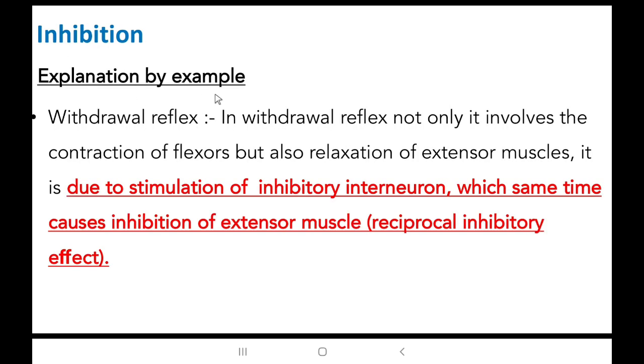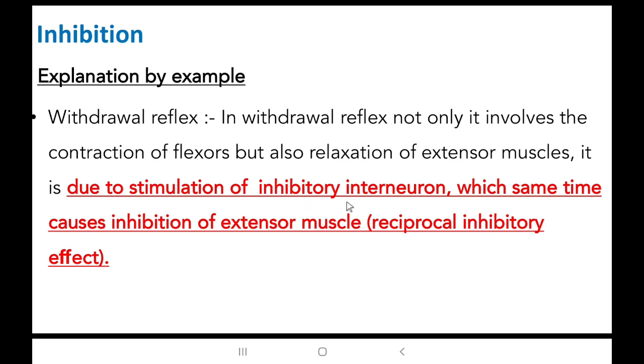Inhibition. Now explanation by example. Withdrawal reflex. In withdrawal reflex, one example is touching any hot surface. Immediately the person withdraws his hand from that injurious surface. So in withdrawal reflex, not only does it involve the contraction of flexor, but relaxation of extensor muscle is also needed. So one group of muscles are contracting, other group of muscles are inhibiting. It is required for complete withdrawal, and for that you require the inhibition property of reflexes.